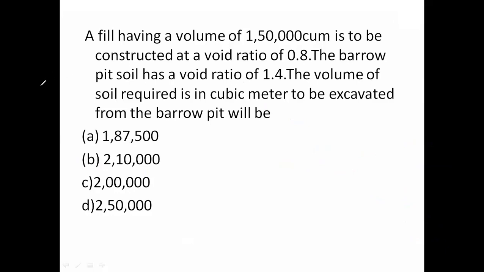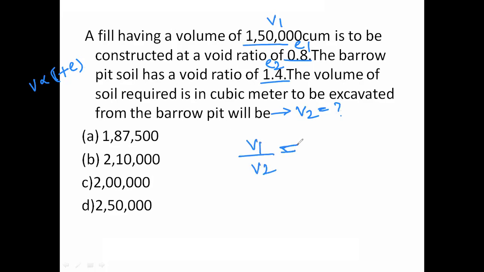So the one equation that we need to know in this problem is that V is directly proportional to 1 plus e. Just remember this one. Taking the two equations, this is the volume V1 with void ratio E1, and this is another one, V2 with E2, and they are asking for the volume of the borrow pit, V2. Just use this formula. I'm taking V1 by V2. If you equate this, the constant of proportionality will vanish, since it gets divided on both sides. So it becomes (1 plus E1) divided by (1 plus E2).